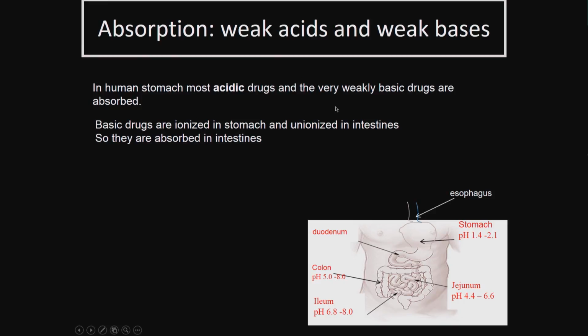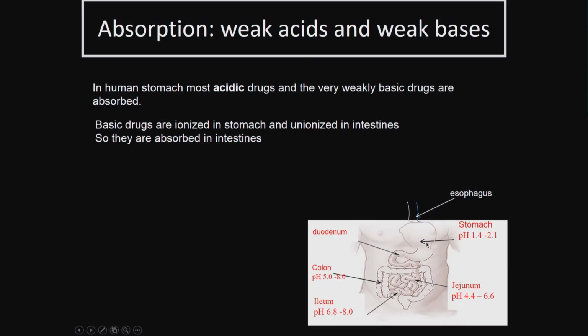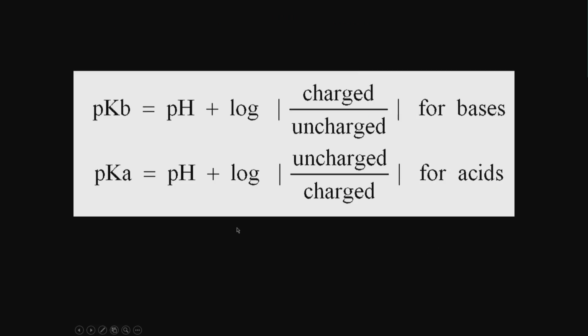So most acidic drugs and weakly basic drugs are absorbed in the stomach. Basic drugs are ionized in the stomach and unionized in the intestine, so they are absorbed in the intestine. So you need to design depending upon where you want the drug to get absorbed, and especially if it is fast acting or quick acting, you want it to get absorbed here, slow acting you want it to get absorbed down the line, and so on.